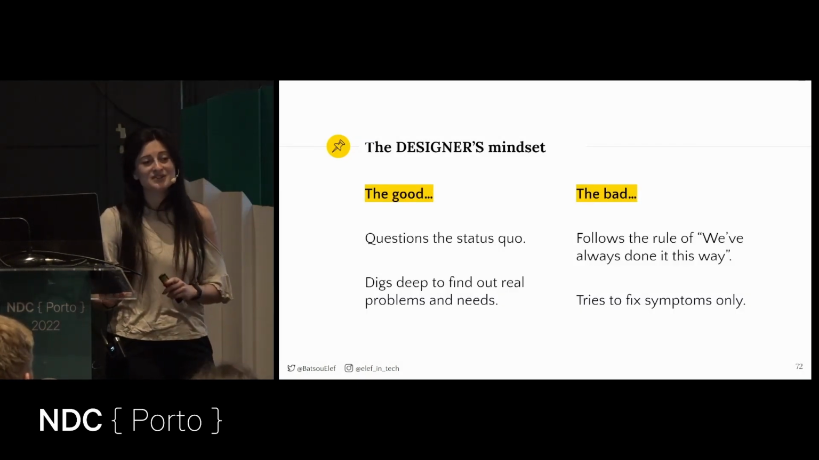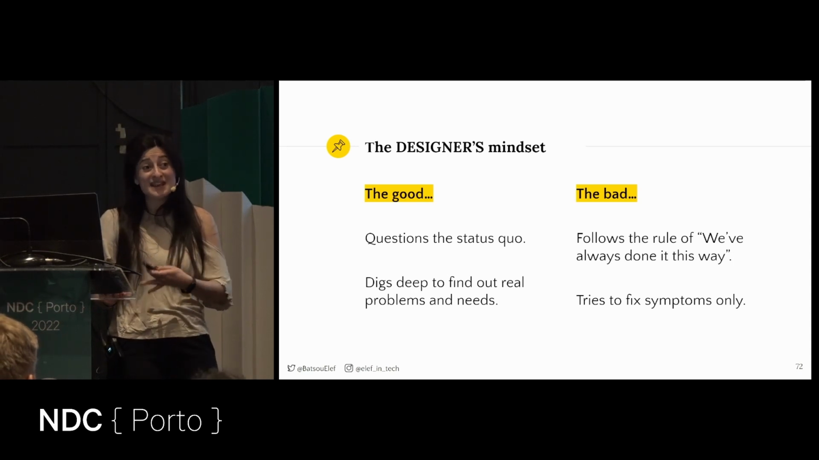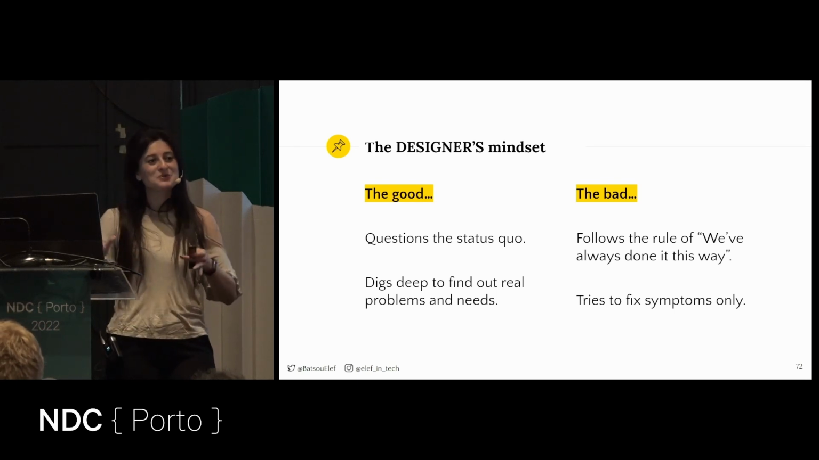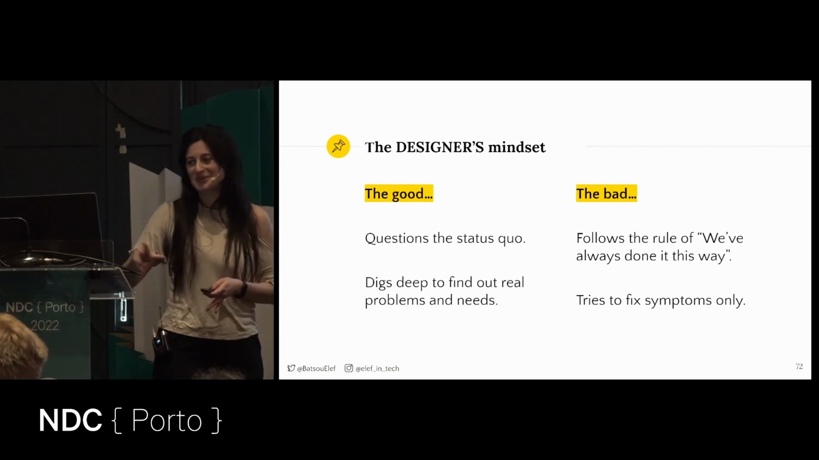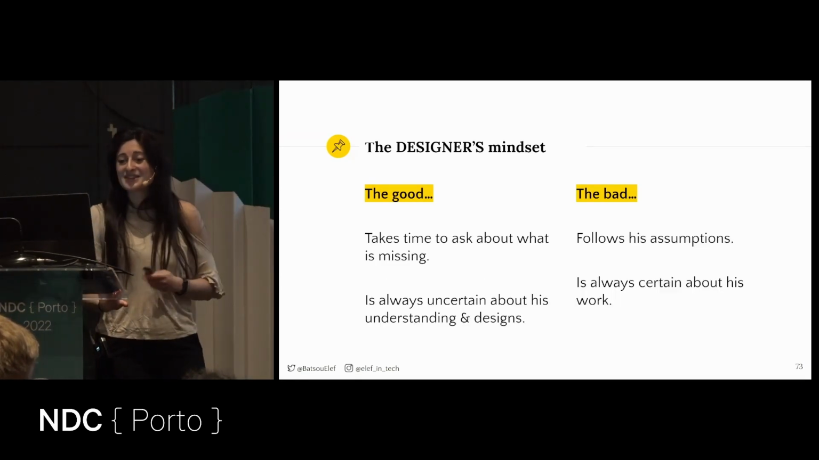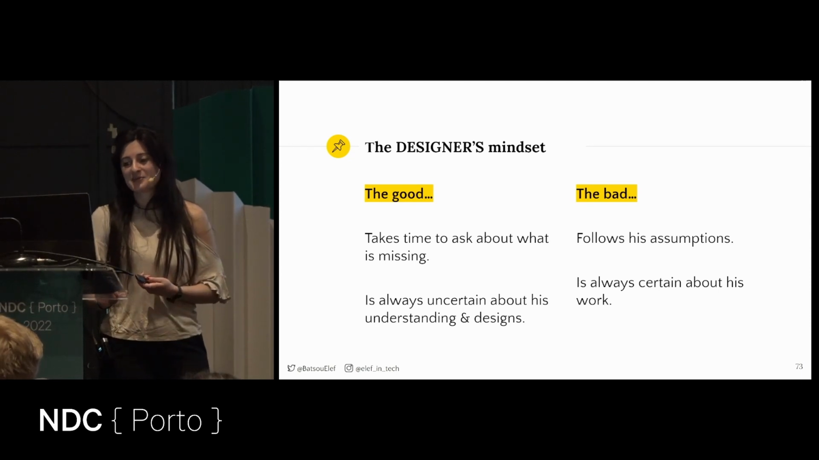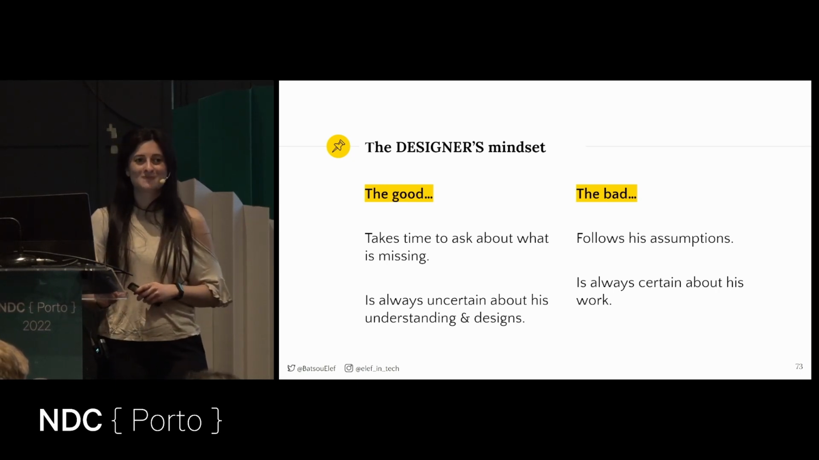The good one questions the status quo and digs deep to find out real problems and needs, whereas the bad one follows the rule, we've always done it that way. And I'm sure that this is something that you have heard in meetings, in Slack channels or whatever. The good one takes time to ask about what is missing and is always uncertain about his understandings and designs, whereas the bad one follows his assumptions and is always certain about his work.